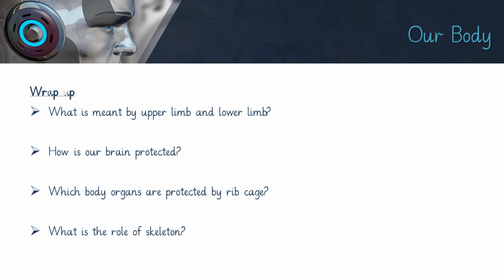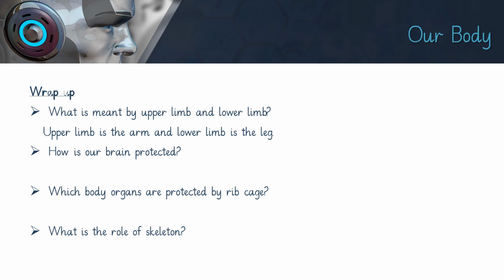Okay children, hope you enjoyed the video and understood all of the given details very well. This is the time to wrap up the lesson. Starting from the very first question, what is meant by upper limb and lower limb? Just think about it. It has been explained in detail. Yes, upper limb is the arm and lower limb is the leg.